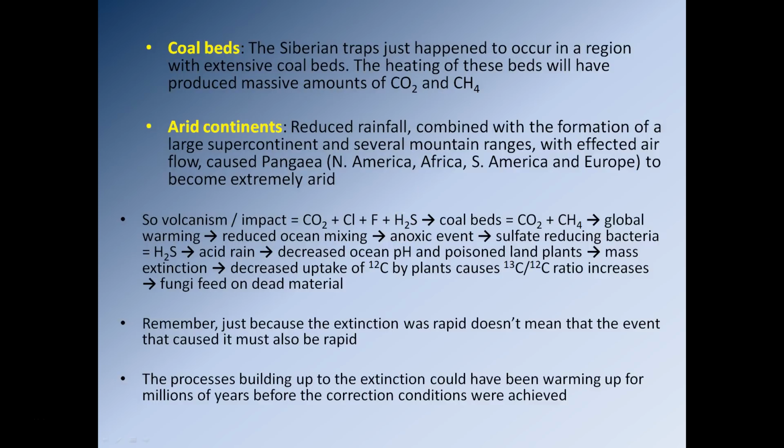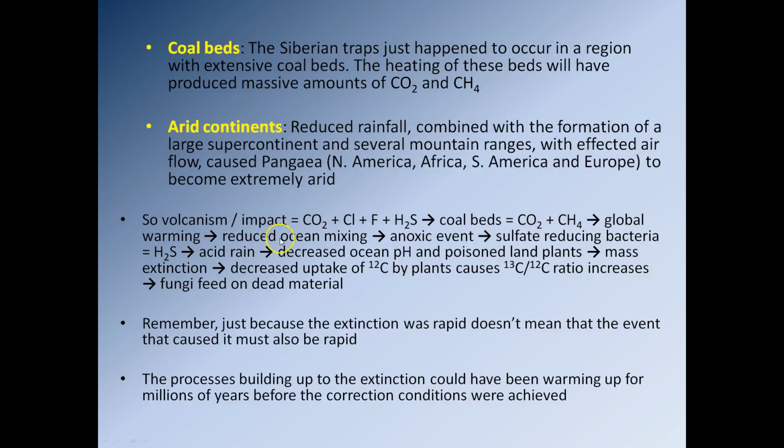So here's a very basic model. Let's just say it was volcanism. Volcanism produces carbon dioxide, chlorine, fluorine, and hydrogen sulfide. Also, the heat from the magma begins to cause the coal beds to either burn or mature, causing the release of carbon dioxide and methane. That leads to global warming.